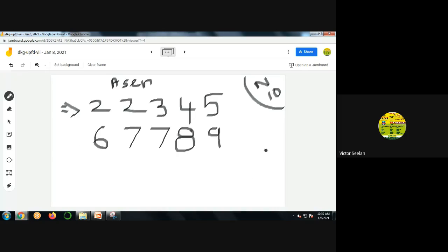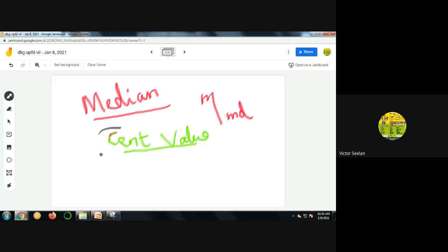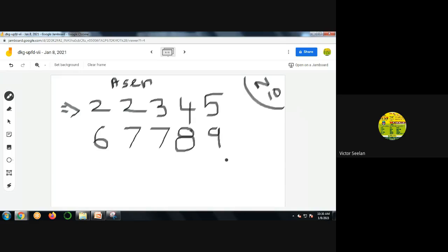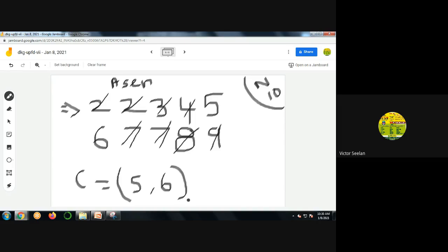So median is nothing but a center value. So I'm going to pick the center value now. How do you pick a center value? Rejected, rejected, rejected, rejected. So center value equal to 5 and 6. There are 2 center values.